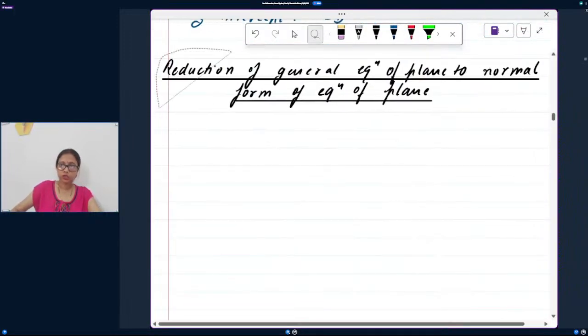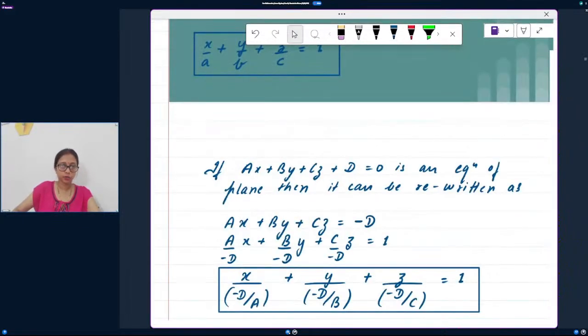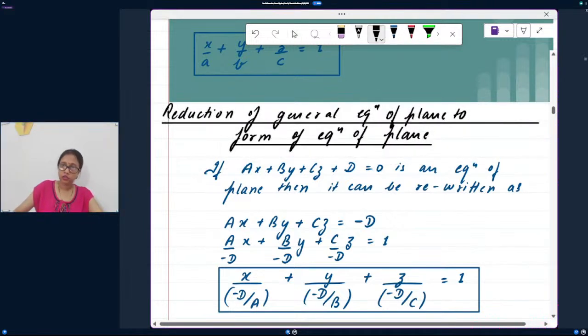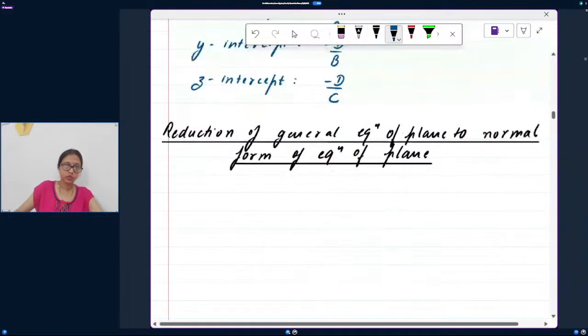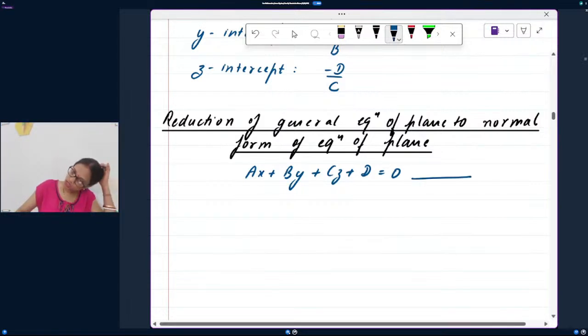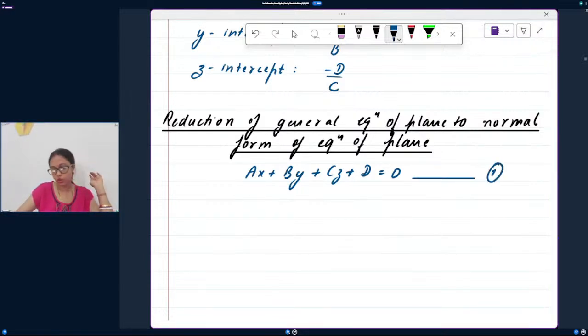This one is reduction of general equation to intercept form of the equation. So we'll start by ax plus by plus cz plus d is equal to 0. Time okay? Chalo, it's okay. We are going to start our discussion from here.